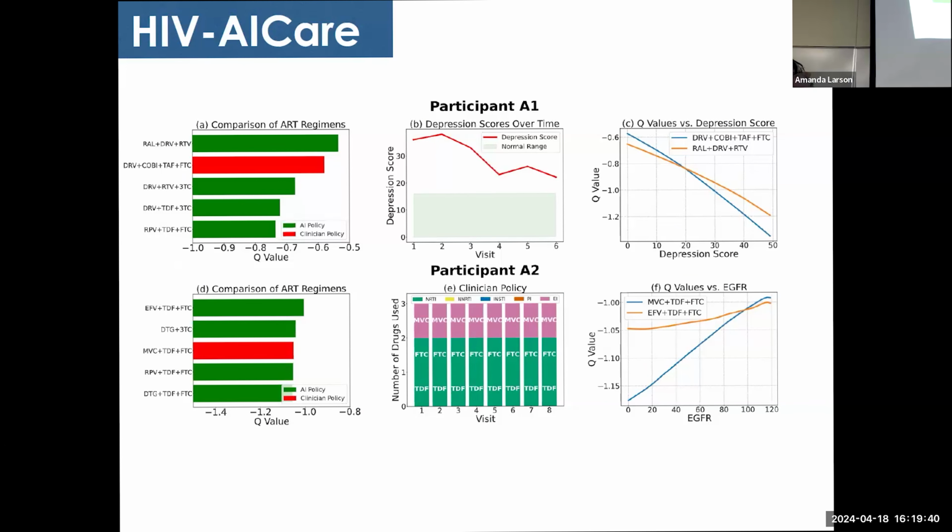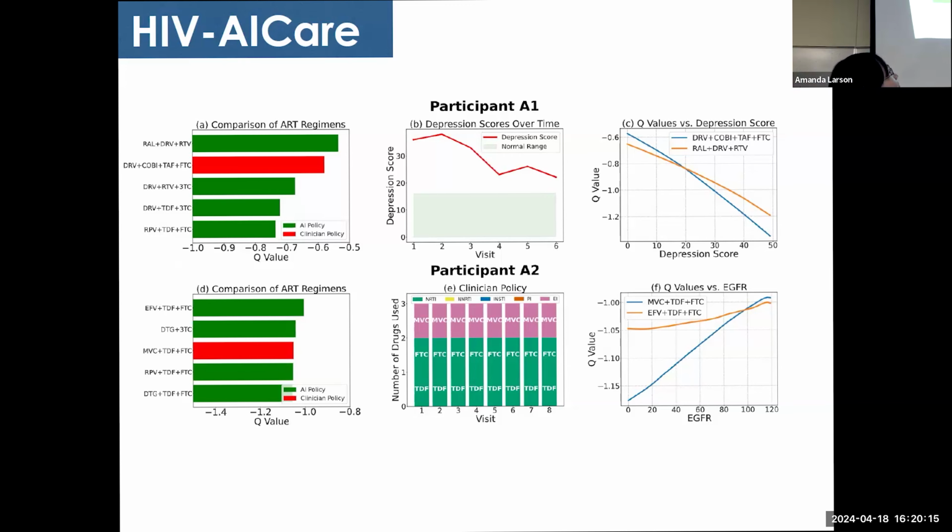Here we give them top 5 choices, and the red one is the treatment the clinician actually assigned. So we see the clinician is not doing the first one; it's actually the number 2 treatment. We want to investigate why our algorithm recommends the first one, not the clinician's policy. We dig into this patient's data, and we found out this person is relatively depressed. Here we can see the depression score over time. Then we plug in the depression score and plot the Q value versus the depression score.